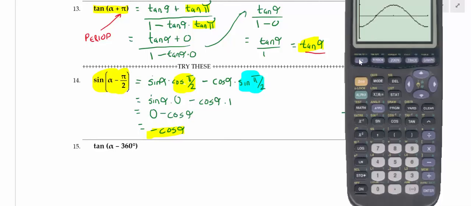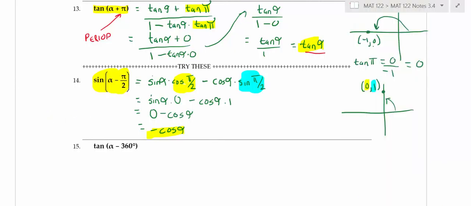But I want to show you something. If I press y equals, now if I put in what we got as a result, negative cosine of x, let me show you what happens when I press graph. It's just going to graph the same thing because they're the same graph. Now that doesn't prove anything, but it demonstrates that they're probably the same graph, and they are. Okay, so that's kind of a cool thing to show students on a calculator too.